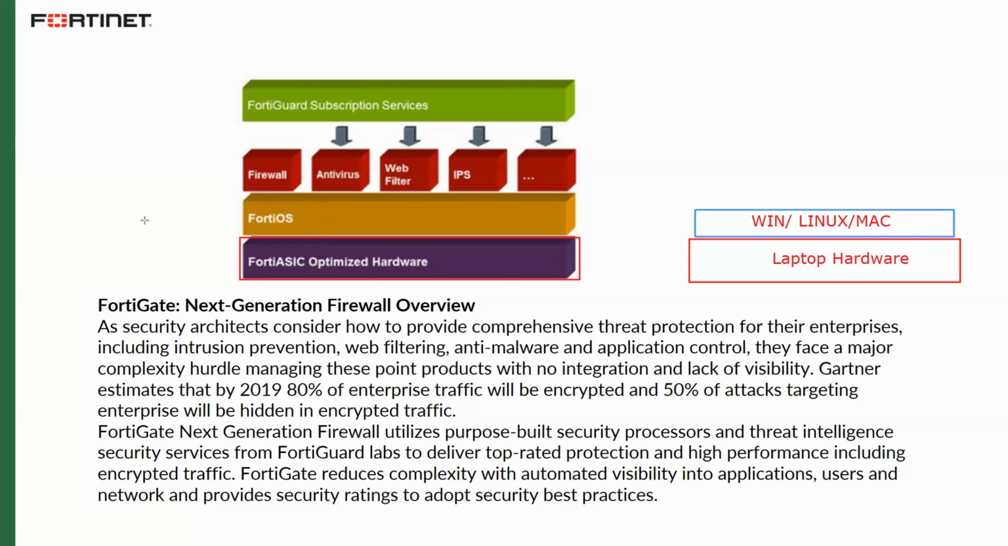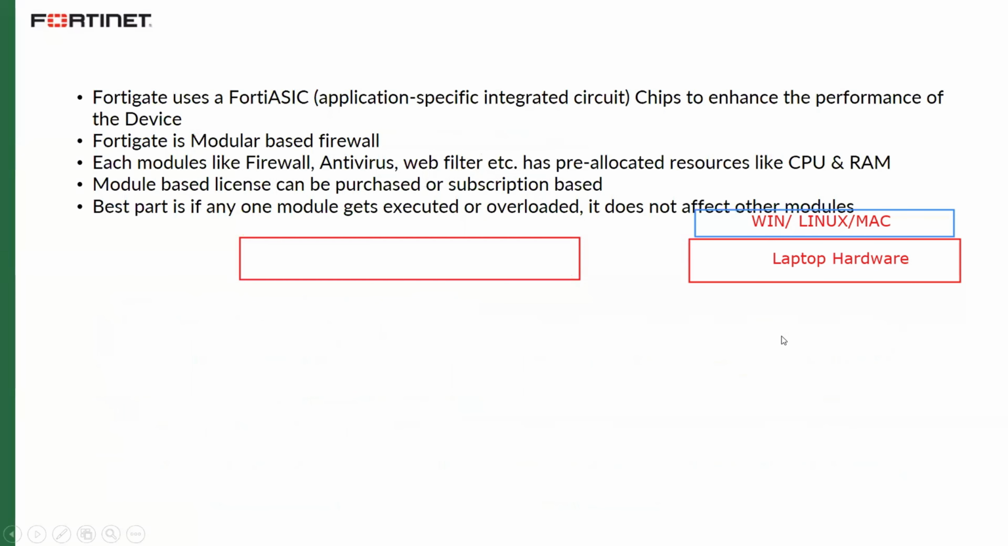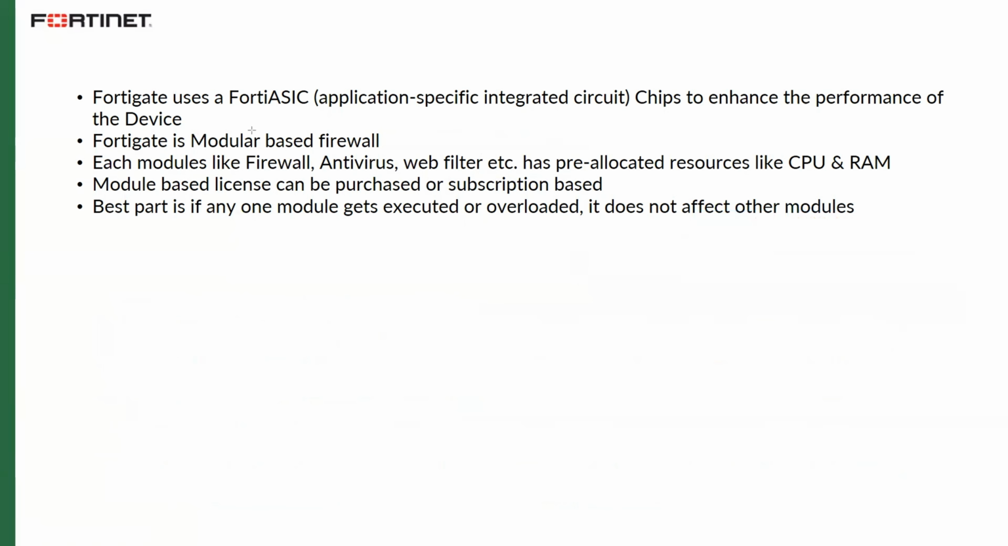Now understand here, on top of FortiOS, we have multiple modules over here. These are the modules. Understood? So we call it a modular based firewall. Understand, your FortiGate firewall is called a modular based firewall. Here I have given one term. You see here, modular based firewall. So why do we call it a modular based firewall? We have a reason for it.